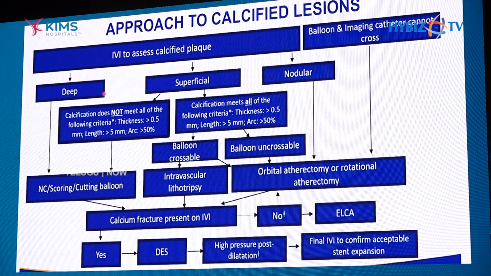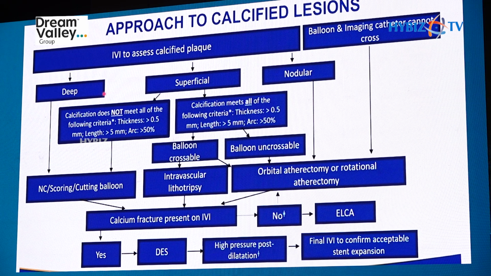Particularly, I am going to cover here the nodular algorithm, which says that if you have a nodule and you confirm on imaging that it is a nodule, and if it is balloon crossable, you can use IVL. If not balloon crossable, then orbital atherectomy or rotational atherectomy is better. Rotational atherectomy requires a favorable wire bias. If the wire bias is not favorable, rotational atherectomy is not going to work because the burr is not going to ablate the nodule. So in that case, orbital atherectomy, if the vessel is big, is most advisable. There are certain advantages and disadvantages.